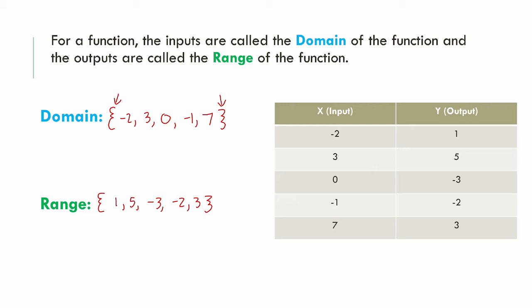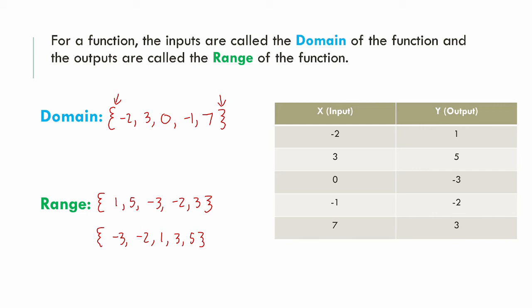Now when you're writing the domain and range, you don't have to write them in numeric order. Notice I just copied them directly from the table. If you wanted to, you could write it like this: negative 2, 1, 3, 5. But it really doesn't matter. Also, if there are ever repeats in your range, you don't need to write it more than once. We'll show you an example of that in a minute.